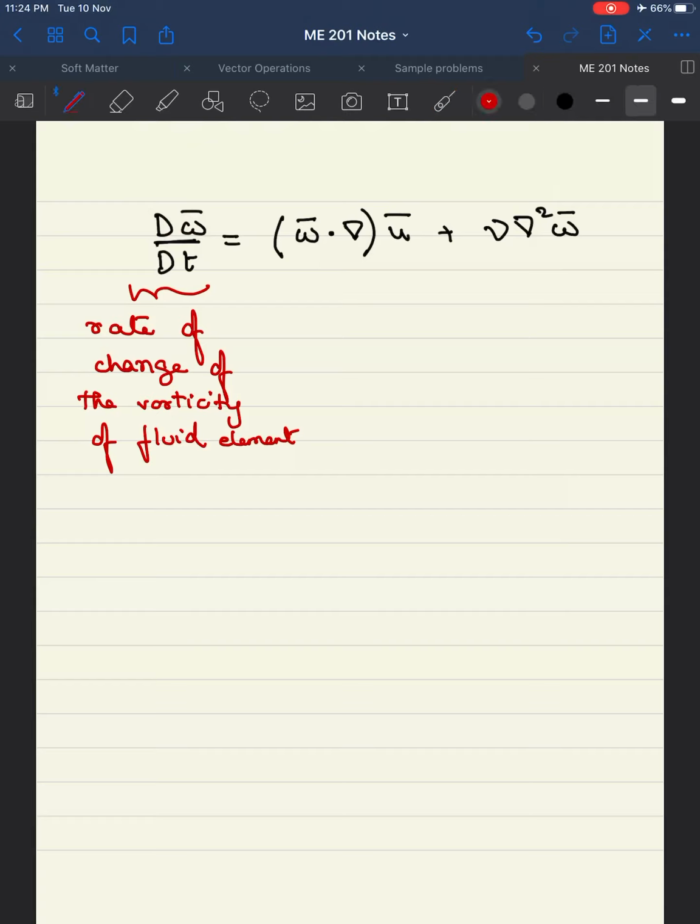And here we have a term that indicates the stretching and turning of a vortex line. As it goes with the flow, the gradient of the velocity is going to stretch and turn this vortex. And this third important term, just like we had the diffusion of momentum, is the diffusion of vorticity.